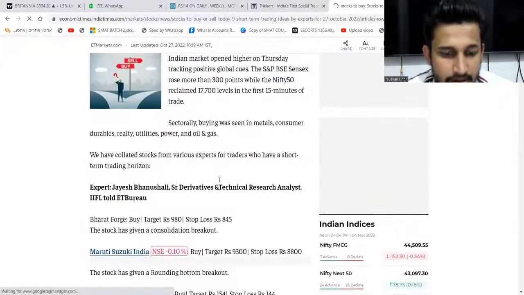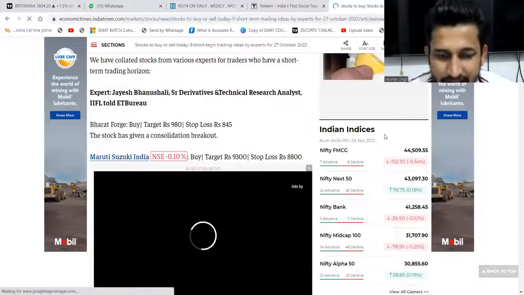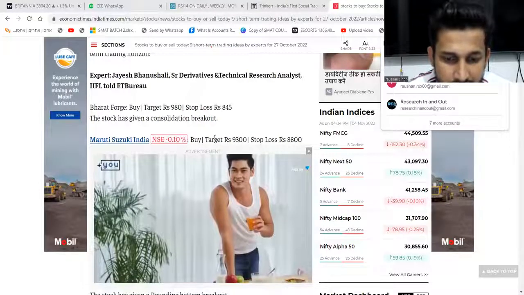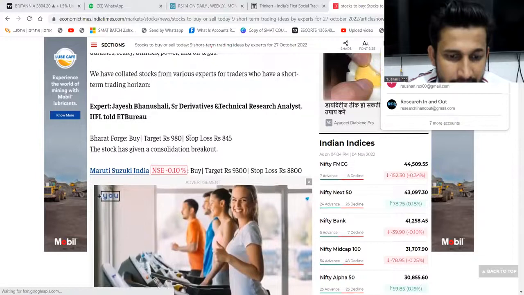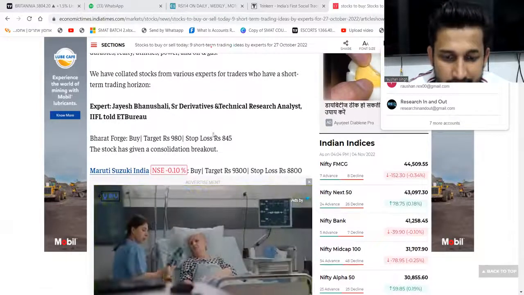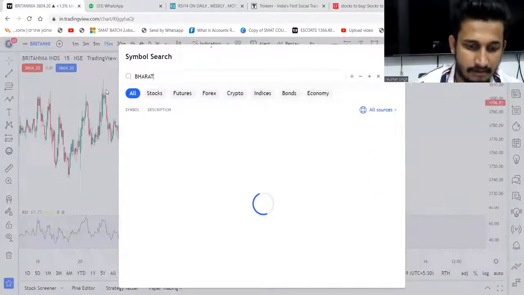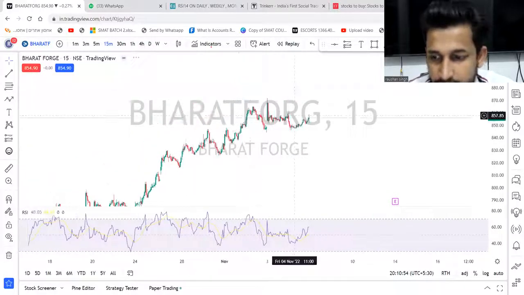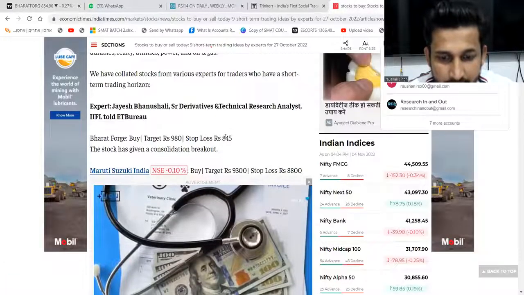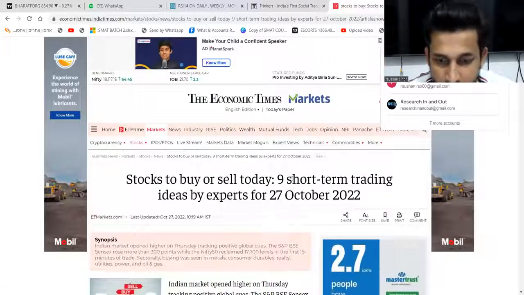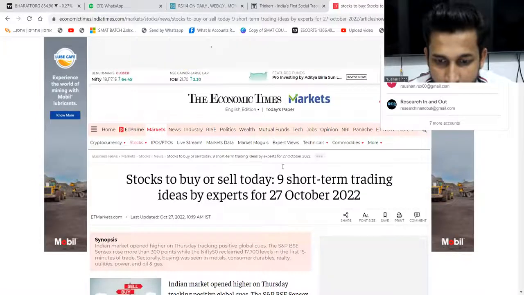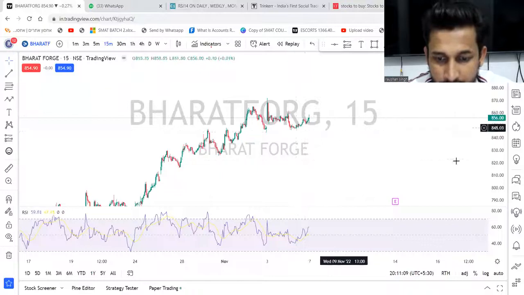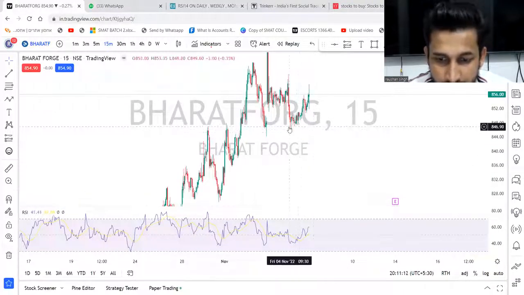Now see over here, someone has given recommendations. I'm not saying that they are right or they are wrong, but I will not prefer to go for it. Right now they have given Maruti Suzuki, Bharat Forge. Target is 980, stop loss is 845. Okay, let's see what is happening in this. On what basis they give, God knows. They had given target and stop loss on 27th October. No way. 845, right?